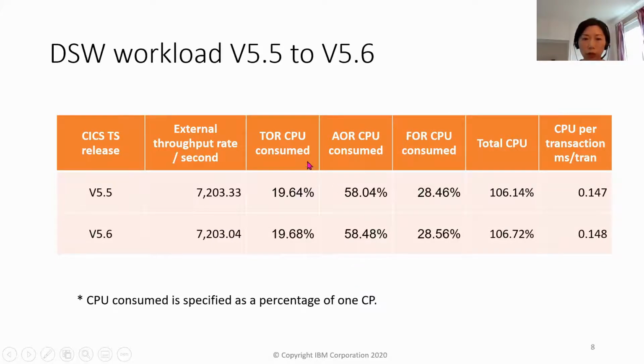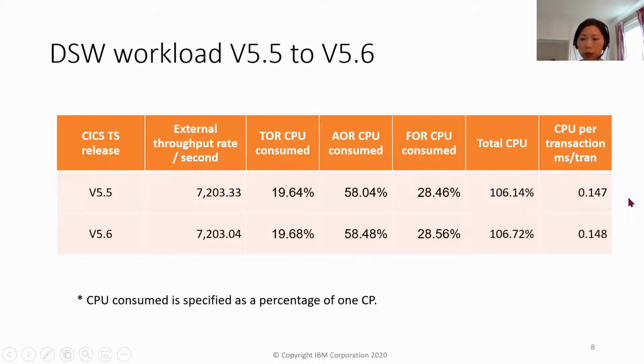And we measured the CPU consumed for each type of region, the TLR, LR, and FOR. So the percentage showing here is a percentage of 1 CP for that particular TLR consumed. And you can see the total CPU across those 3 types of regions. They are very similar between these two CICS releases.